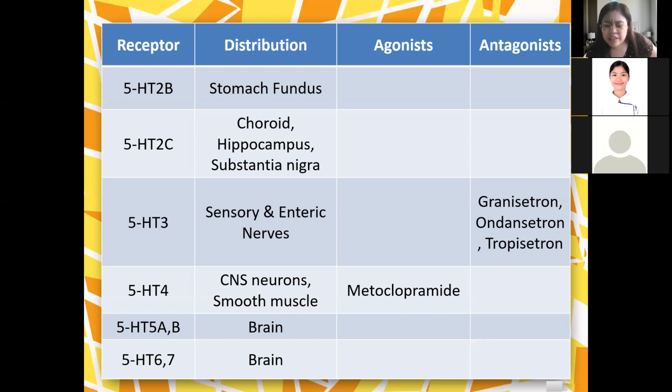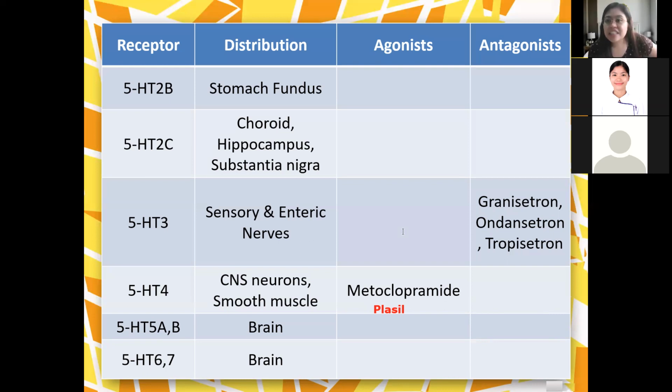Now, for 5-HT4, we have CNS neurons and smooth muscle. We have the metoclopramide there. I don't know if you are familiar with metoclopramide. The brand name in the market is Plasil. That's the brand name in the market, the Plasil. This is also an anti-emetic. So just like the setrons, metoclopramide is also an anti-emetic, but this is an agonist at a different receptor.